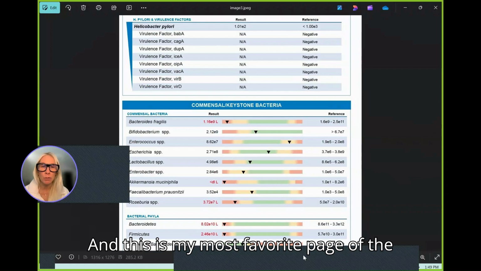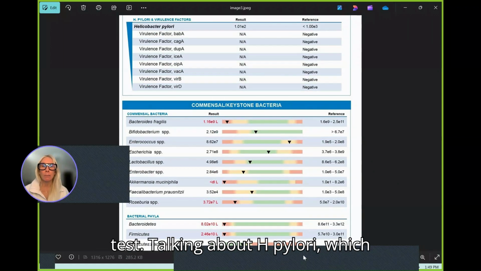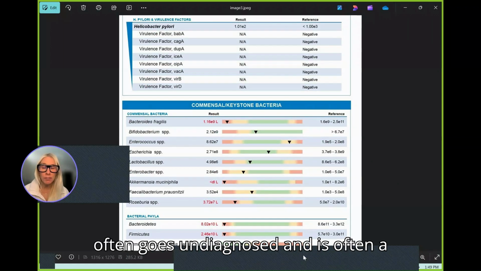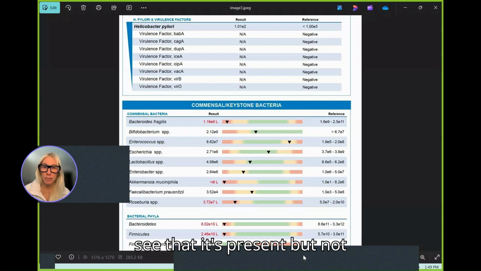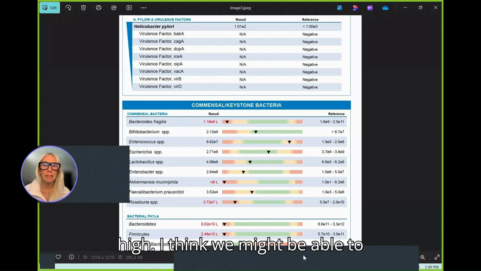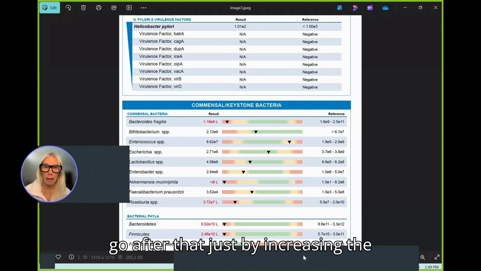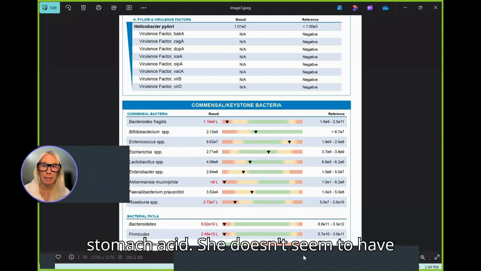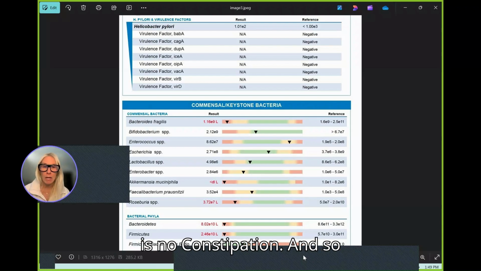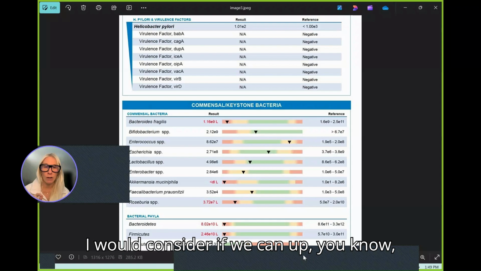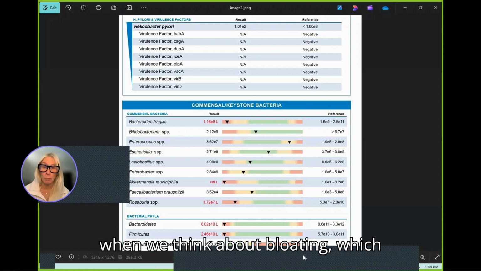And this is my most favorite page of the test, talking about H. pylori, which often goes undiagnosed and is often a root cause of constipation. Here you'll see that it's present, but not high. I think we might be able to go after that just by increasing the stomach acid. She doesn't seem to have any downline effects of this yet. There is no constipation.